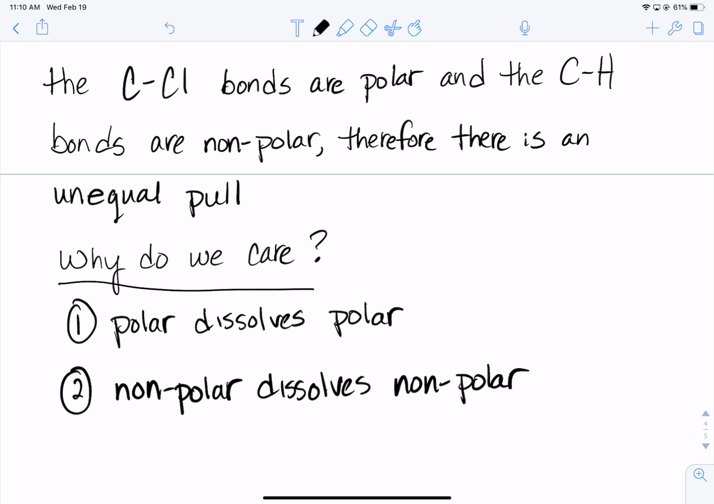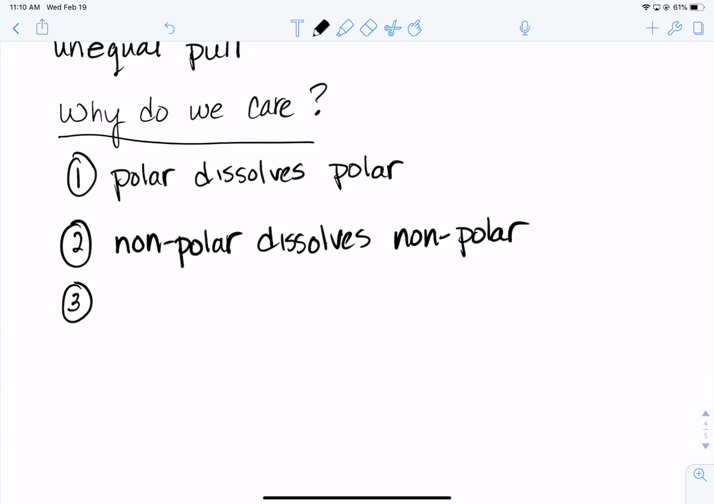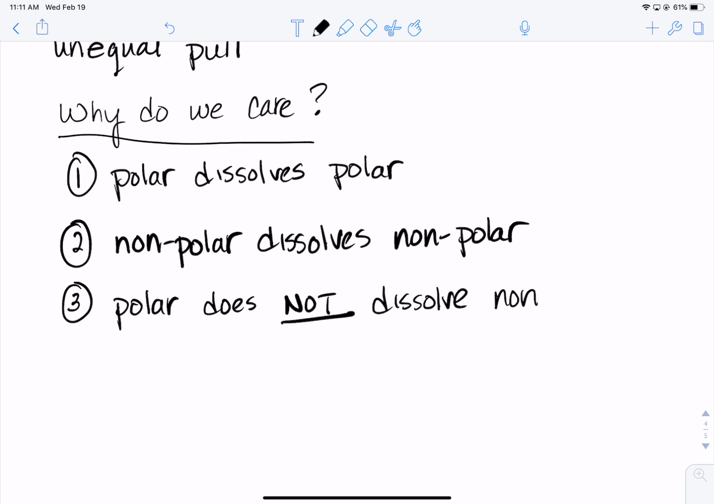So, polar does not dissolve nonpolar. And vice versa, right? So if I were to take polar water, nonpolar methane, and put them together, they would not mix. We've experienced this with oil and vinegar, right? We visually can picture oil and vinegar. They do not mix.